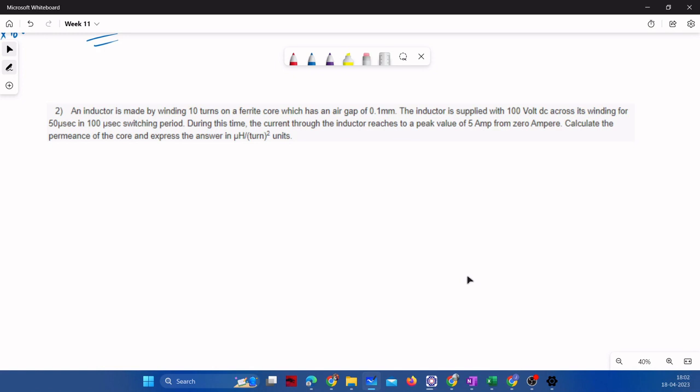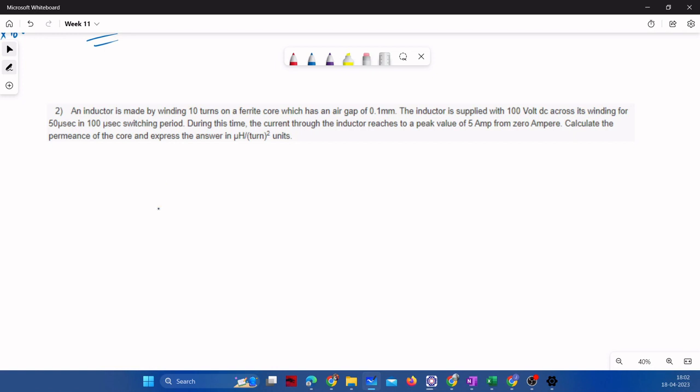whose air gap length is also given, and it is supplied by a DC source of 100 volt. It is being switched for half of the switching period, and during that period, when the switch is on, the peak value of the inductor current is 5 ampere and the initial value of current in the inductor is 0 ampere. Then we need to compute the permeance of the core.